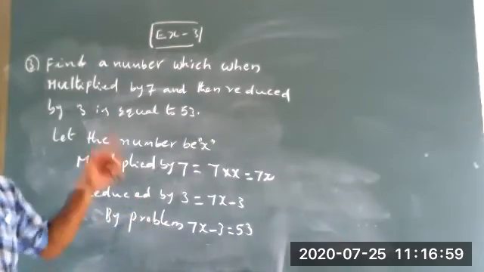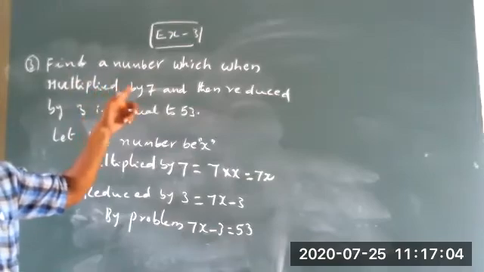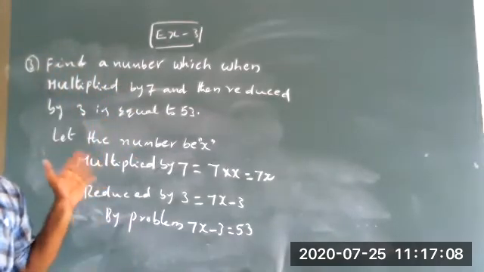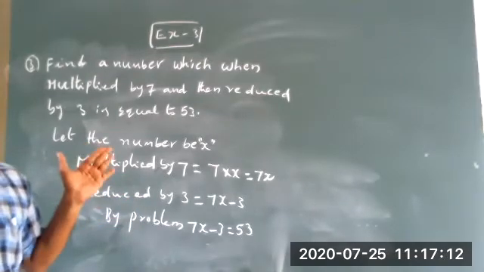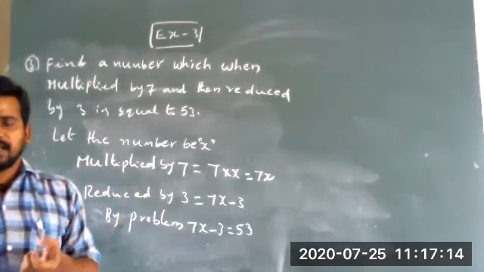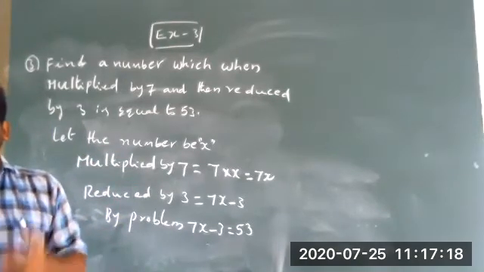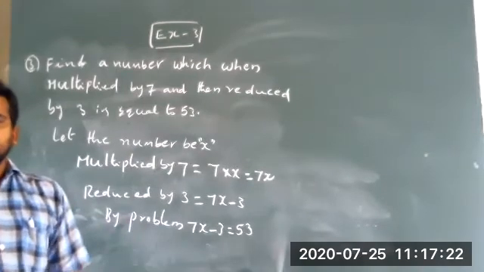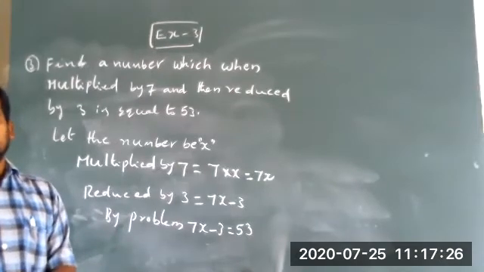Once again children, a number which when multiplied by 7 and then reduced by 3 is equal to 53. Here the required number is not given. Let it be x. Multiplied by 7 means 7 into x equal to 7x, and reduced by 3, that means 7x minus 3. So according to the problem, 7x minus 3 is equal to 53. This is a simple equation. 7x minus 3 is the LHS and 53 is the RHS.